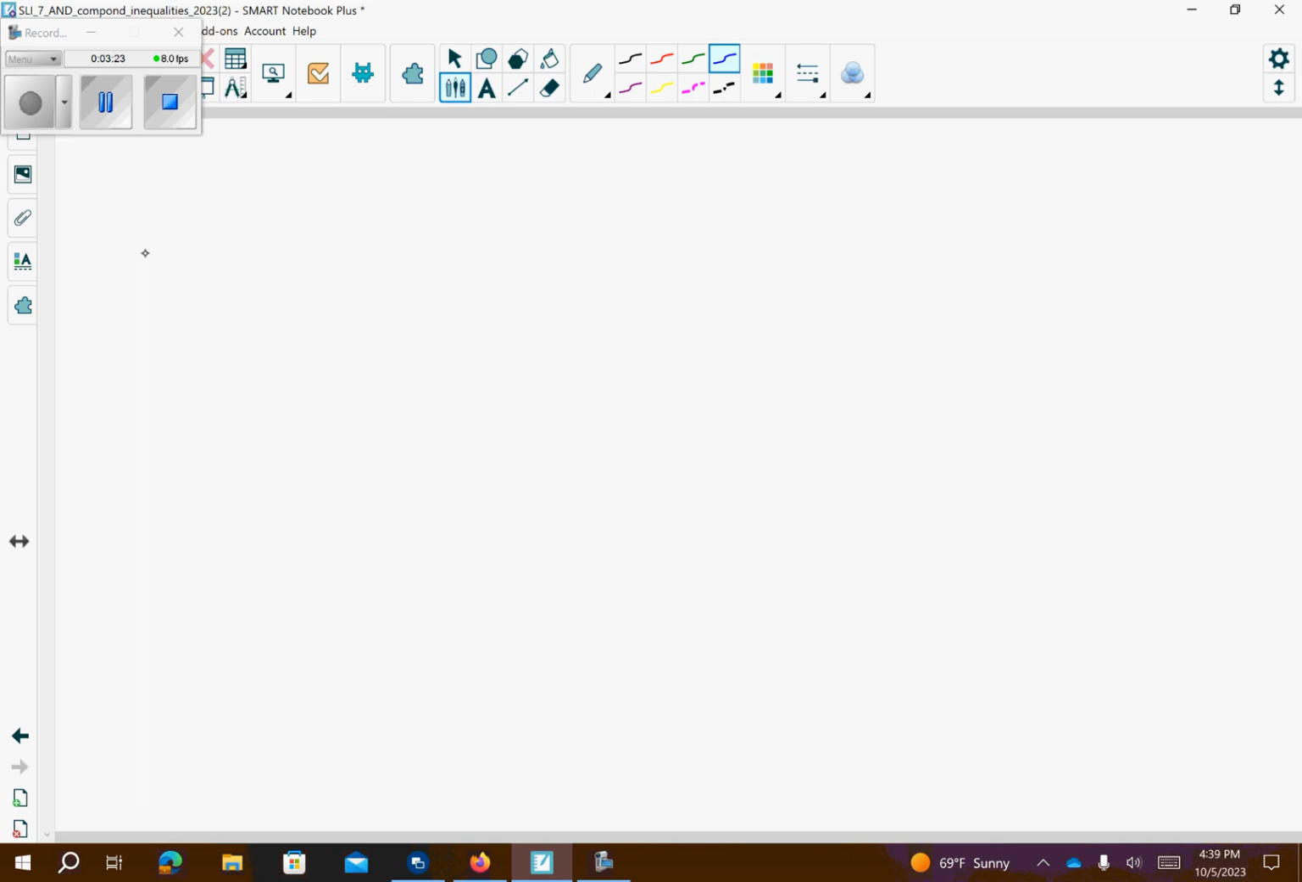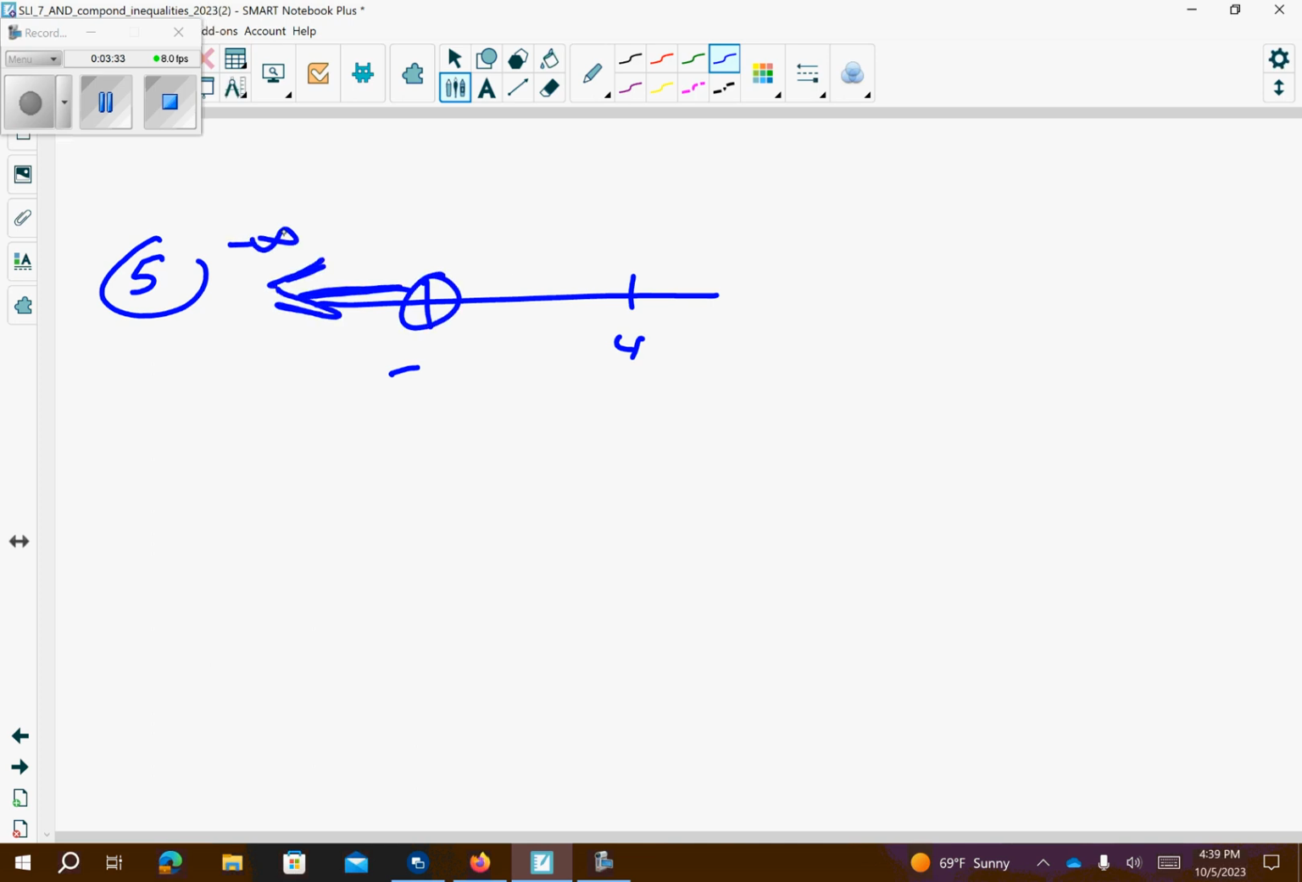Number 5, we have -1 here, 4 over here. This is an open dot going this way. That goes to -infinity. We have a solid dot going this way. That's going to infinity. This is an OR problem.